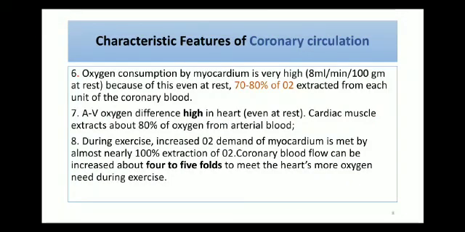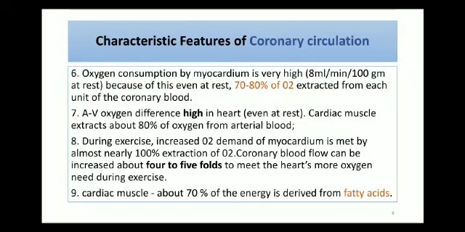Then what happens when there is increased metabolic demand? For example, in exercise, increased demand is met by almost 100% extraction. 80% was being done in the resting stage only. When there is increased demand during exercise, the myocardium will extract about 100% of the oxygen, but even that is not sufficient. So one more mechanism is there: an increase in the coronary blood flow. The blood flow is also increased. Vasodilatation is there during increased demands.